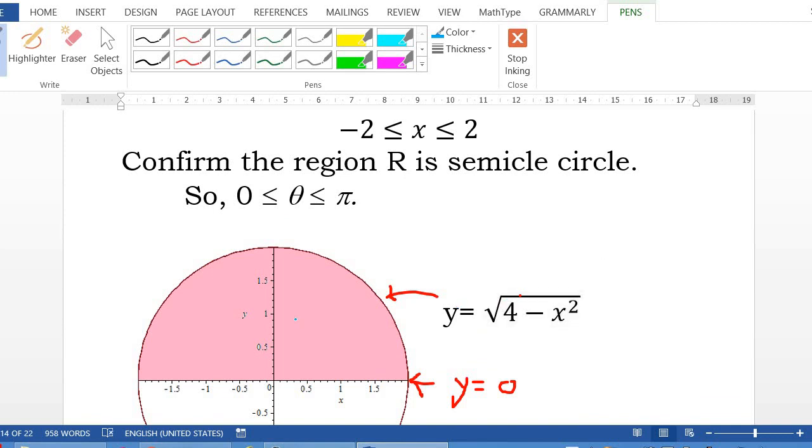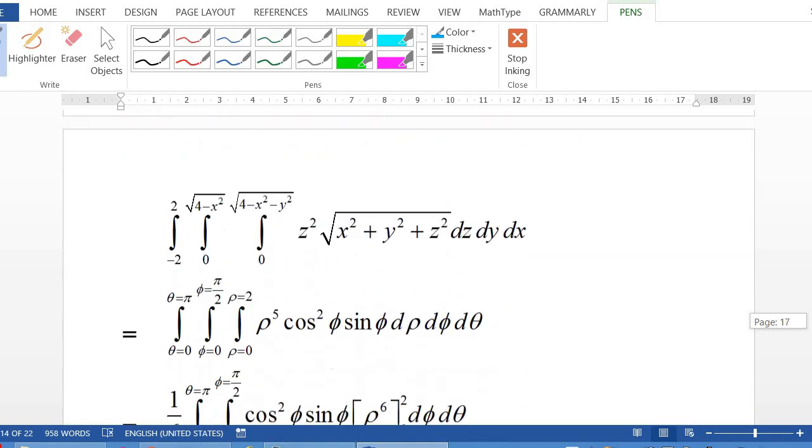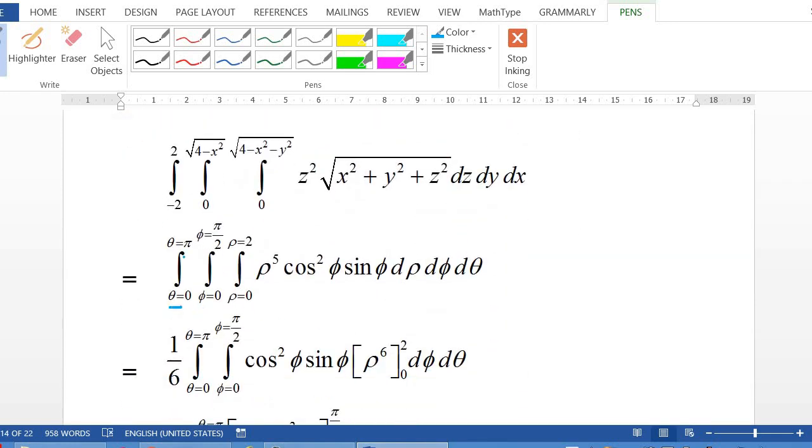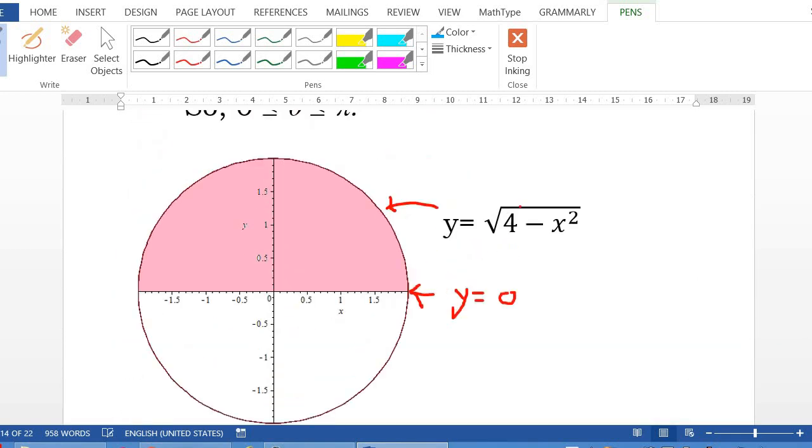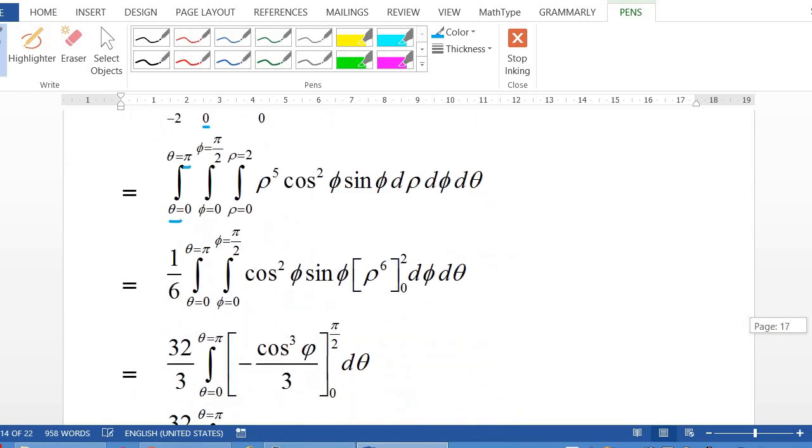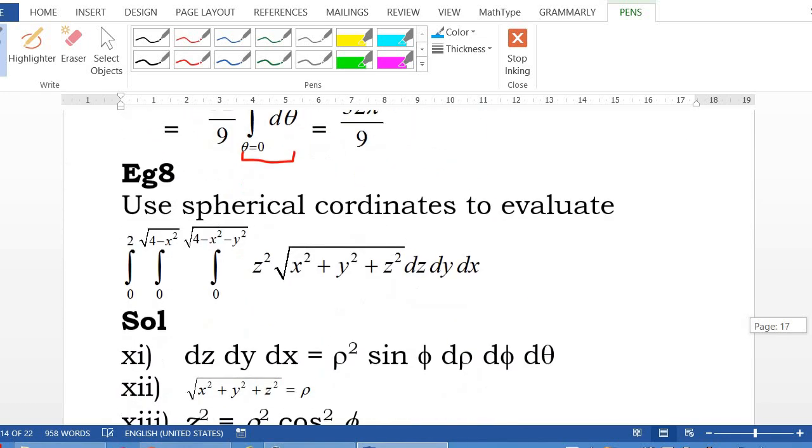So your theta in this case is 0 to pi. The rest are the same. Rho is the same, because you still have the same upper hemisphere. Phi, because it is an upper hemisphere, is 0 to pi over 2. However, the limit for y tells you the projection is only a semicircle. That's why theta is from 0 to pi. The rest of the calculations are still the same.